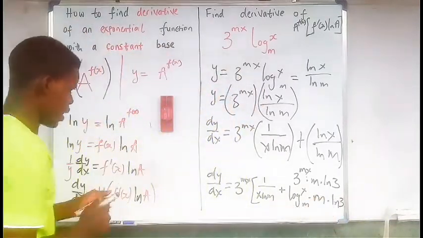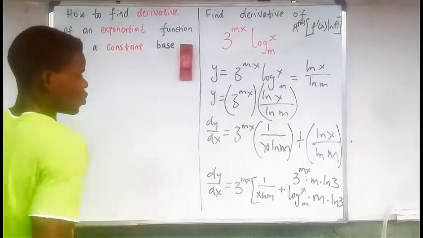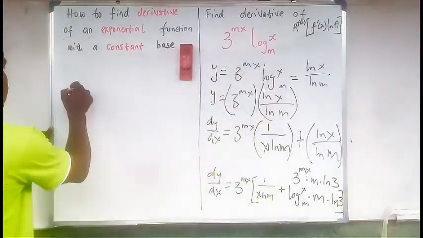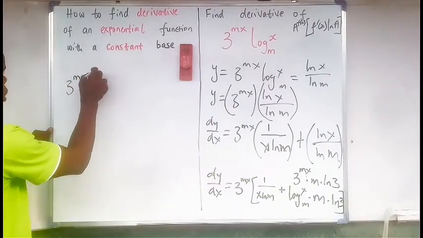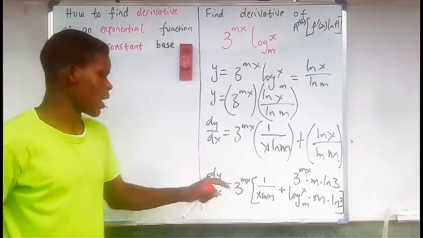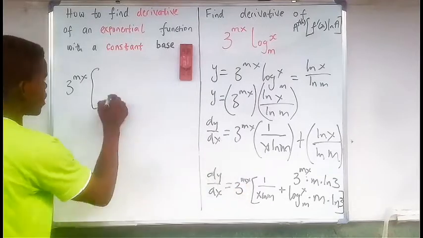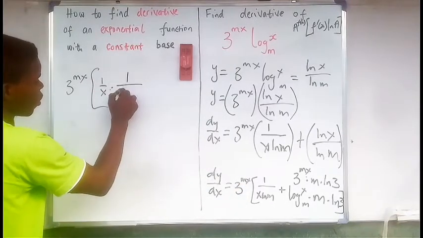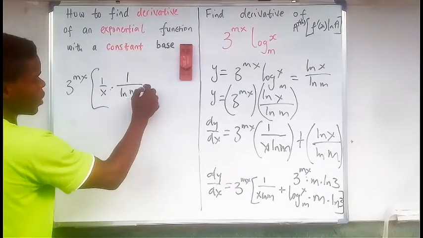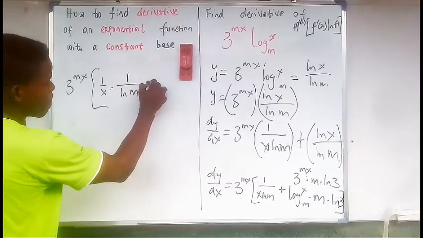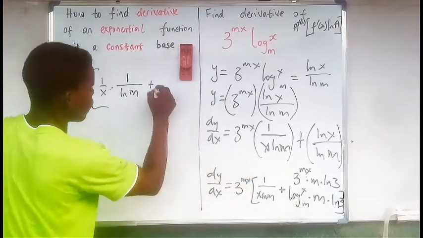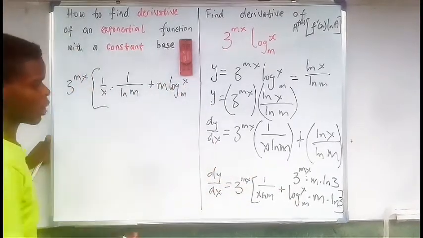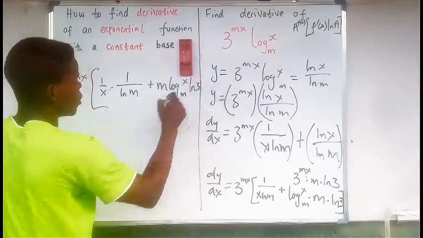All right, let me go ahead and clean this right here. So we are going to split these out, and you see it clearly that we're going to have 3 raised to the power mx. Now, 1 over x ln m is just 1 over x times the inverse of ln m. Okay, plus, now we have m log x to base m times ln 3.